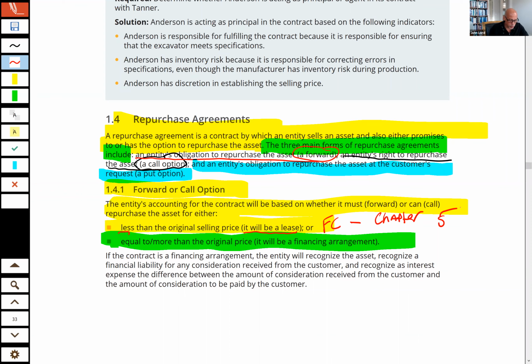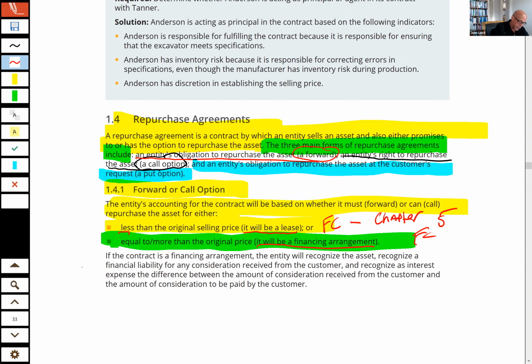If it's equal to or more than the original price, then it is a borrowing, it's a financing agreement. And just think about that. I sell you something for 100,000, right? And there's a forward or call option that says that I have to repurchase it from you for 150,000. Well, you just lent me money. I sold you equipment, you got to use it, and then I have to give you more money back than what you originally gave me. That's essentially borrowing money, okay?